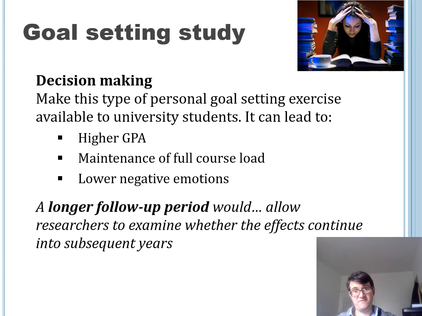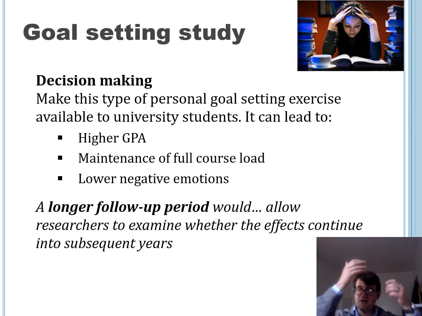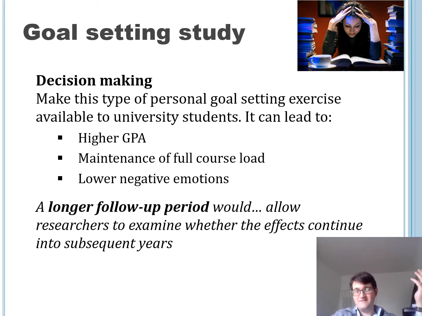Decision making. Again, this is an important part for applied purposes. The recommendation here is to make this type of personal goal setting exercise available to university students. It can lead to higher GPA, maintenance of a full course load, and lower negative emotions. What the authors did say is that a longer follow-up period would allow researchers to examine whether the effects continue into subsequent years. This study basically shows that this kind of intervention does in fact appear to work pretty well, right? Works just fine. But the question is, will it work all the time?